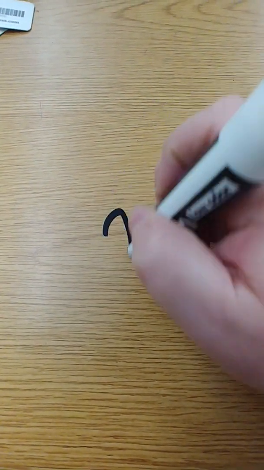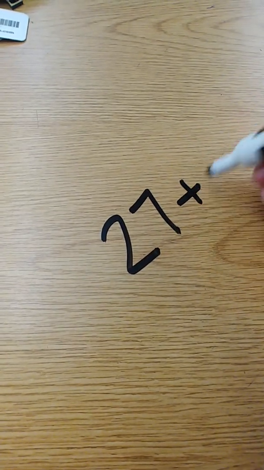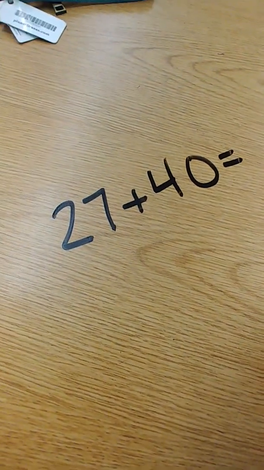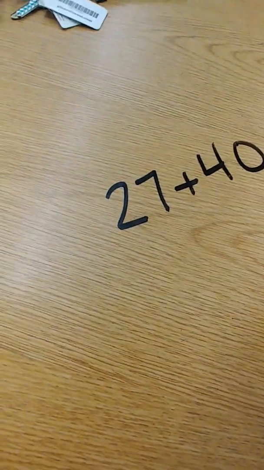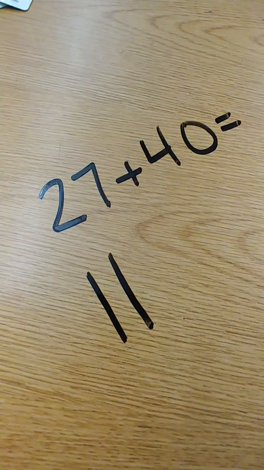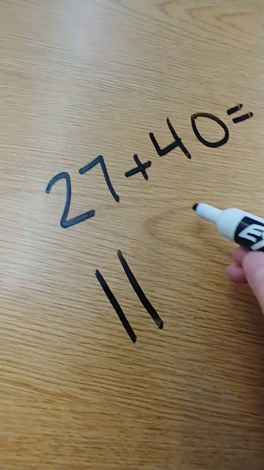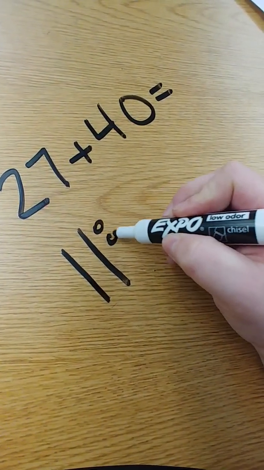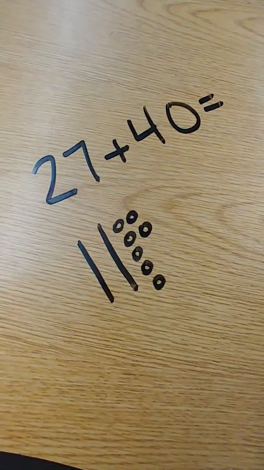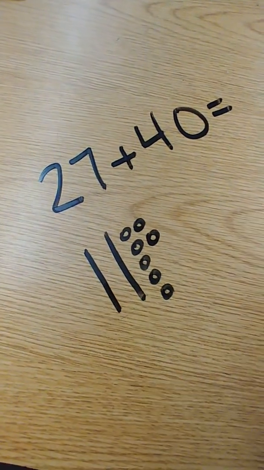Right now in our class, we are doing place value, and we have started adding tens to a whole number. So, for example, you might see a problem like this. When we draw larger numbers in my class, we draw tens like this. So this would be 10, 20, 21, 22, 23, 24, 25, 26, 27. So they would represent 27 like this.